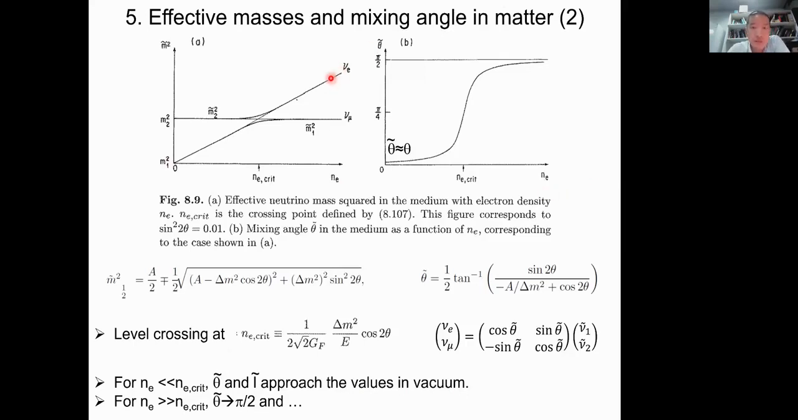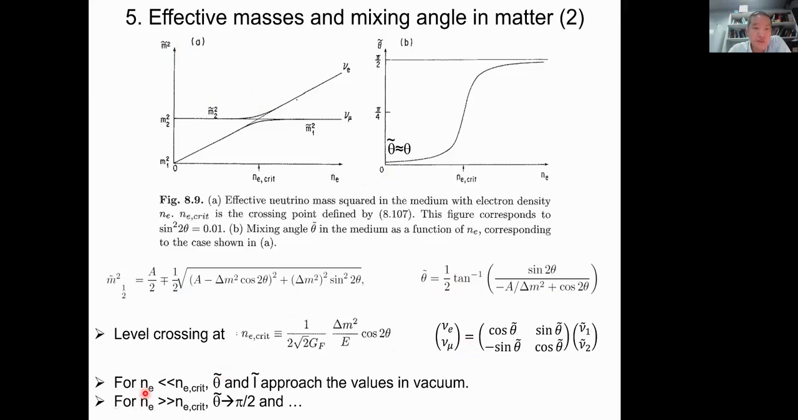And this upper and lower branch of the solution correspond to m1 tilde squared and m2 tilde squared. These curves approach each other at this point. It corresponds to the electron number density given by this equation. And if the electron number density is much smaller than this critical number density, then theta tilde and m tilde squared approach the vacuum value.